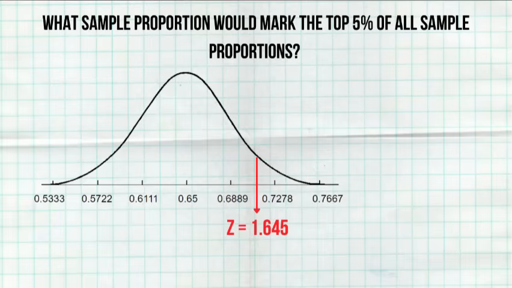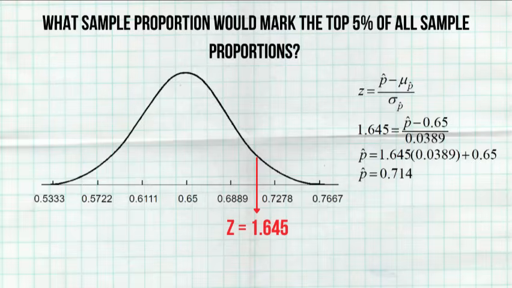Now we just have to use our z-score formula in reverse. We know the z-score, 1.645. We already know the mean, 0.65. We already know the standard deviation, 0.039. What we don't know is the p-hat, the sample proportion that represents that 5%. Then all we got to do is multiply by the standard deviation, add the mean over, and we get a p-hat of 0.714. So if a sample proportion comes back 71.4% or higher, it means it's in that top 5% of all possible sample proportions.